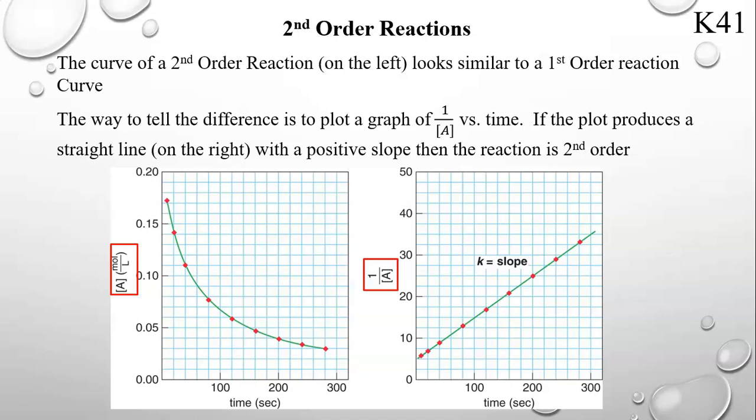Remember, what does a second order reaction mean? It means as you double the concentration of the reactant, you quadruple, 4 times, the rate. So you double the concentration of the reactant, then the reaction doesn't go 2 times faster, it goes 4 times faster because it's a square. That's what a second order reaction is.